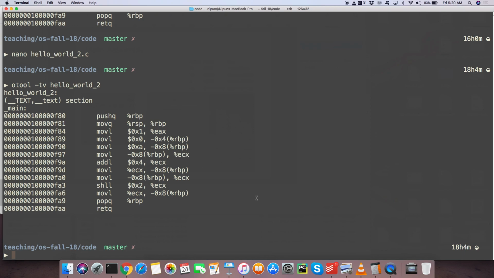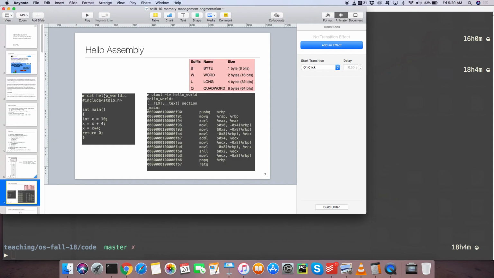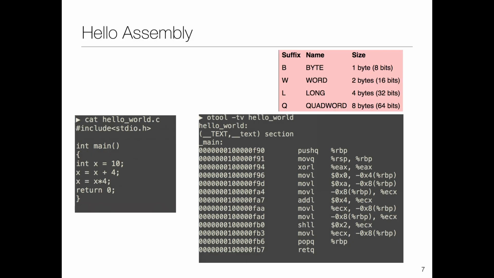Third line is you move 0x1 to EAX. So previously you were doing XOR of EAX with EAX. If you do an XOR of 2 with 2, you get 1 with 1, you get 0. X with X, you get 0. So that's a very efficient way of getting 0. In the other example, you're moving it. So move is more expensive compared to XOR. These are some of the tricks which the compiler, the assembler will carry out.